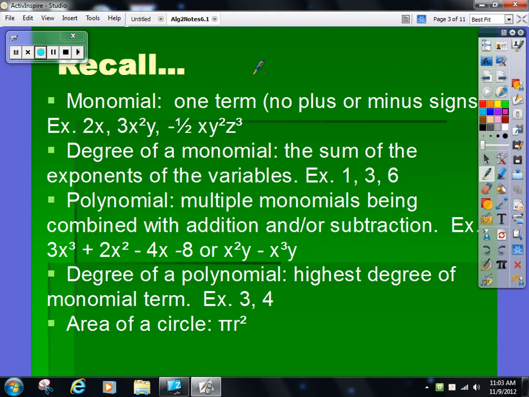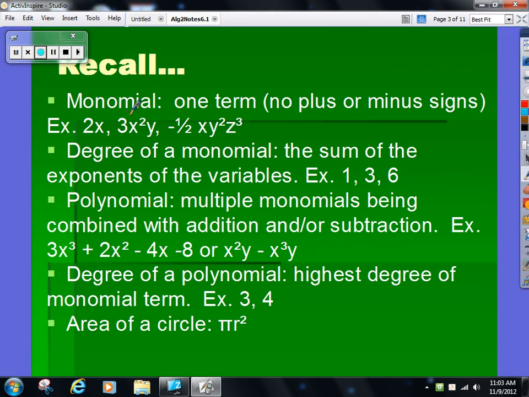Okay, recall. Who knows what a monomial is? Yeah, okay. A monomial is one term. There's no plus or minus sign. Some people right now will say, oh, Miss Bruno, you made a mistake. There's a minus sign. Guess what, kids? That's a negative sign. Negative signs are okay. Plus and minus are not. These are all examples of monomials.